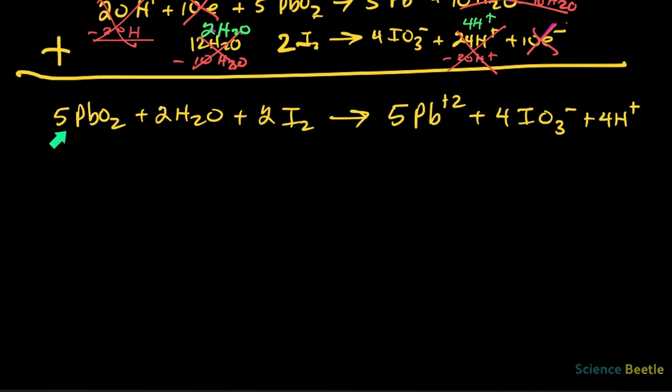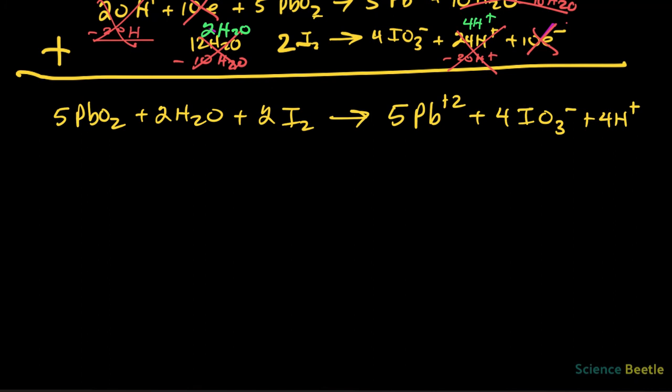Notice here if we go through, count all the atoms, we've got 5 leads on the left, 5 leads on the right. 5 times 2 is 10 oxygens, plus these 2, that's 12 oxygens, and we've got 4 times 3 is 12 oxygens on the right. And here we've got 2 times 2, 4 iodines, and on this side we've got 4 times 1, 4 iodines. So everything's balanced out, everything's good. We've taken care of not only the oxygens, we've taken care of the hydrogens, we've also taken care of the electrons that are in place.